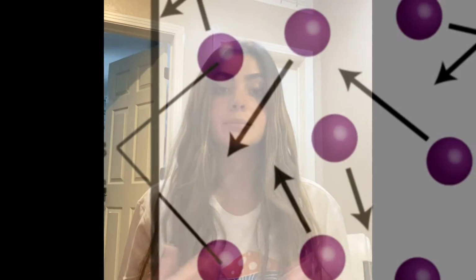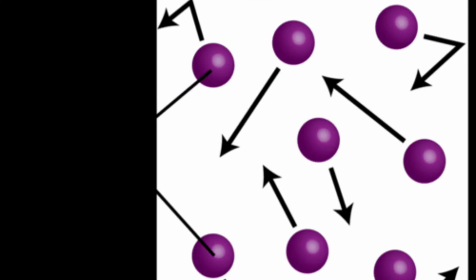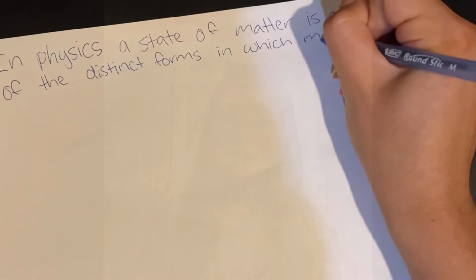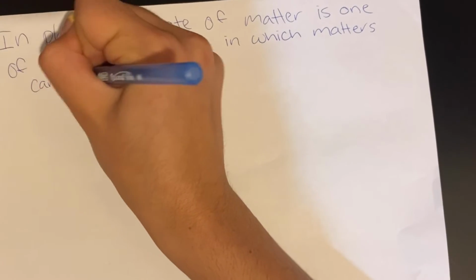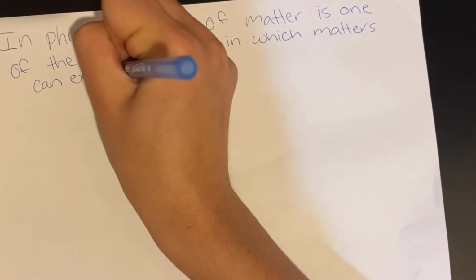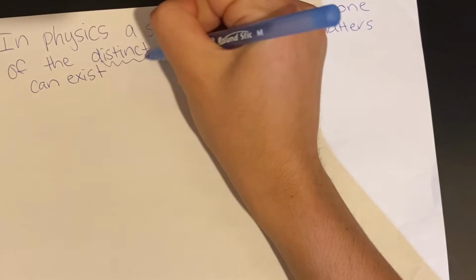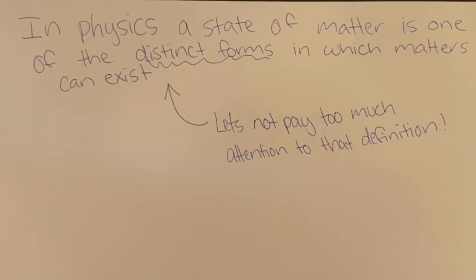Kinetic molecular theory is the theory that all matter is made up of atoms and molecules that are constantly moving. The particles that are holding kinetic energy are constantly moving in opposite and random directions. The states of matter do affect how much energy the particles have. So let's recap the states of matter, shall we? In physics, a state of matter is one of the distinct forms in which matter can exist. So we don't need to pay too much attention to that definition, but it is good to know.